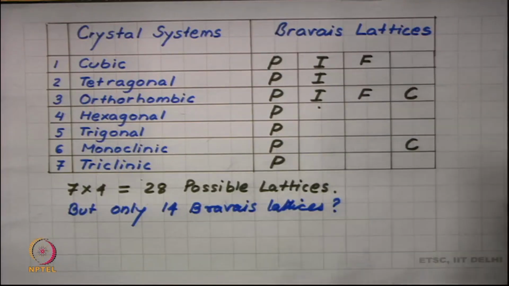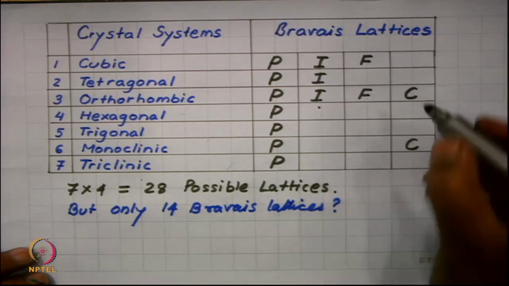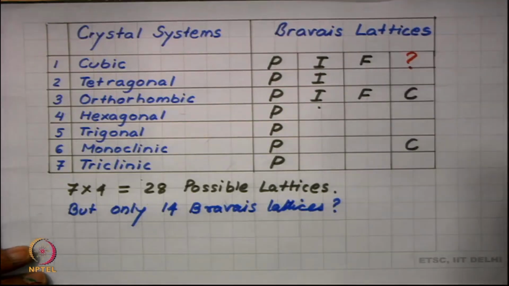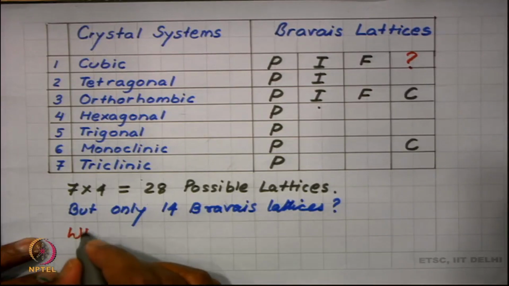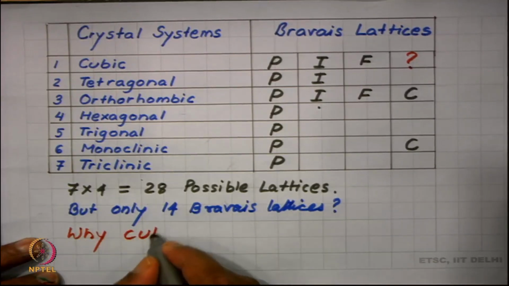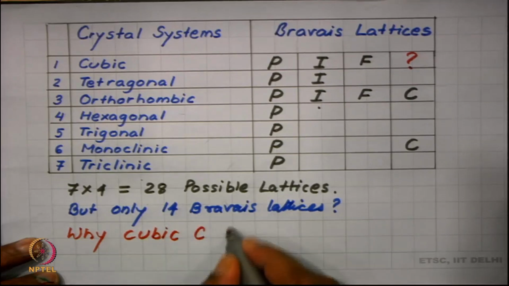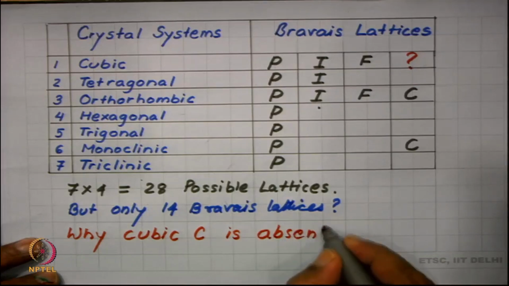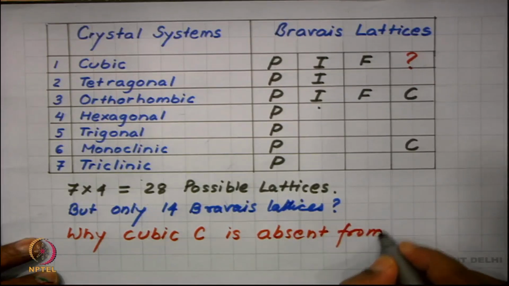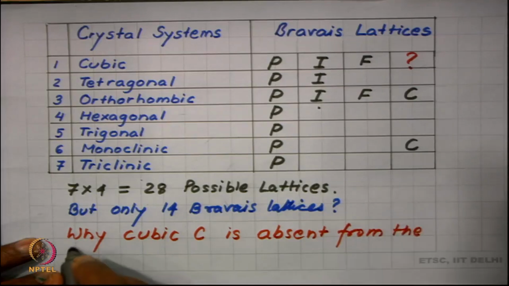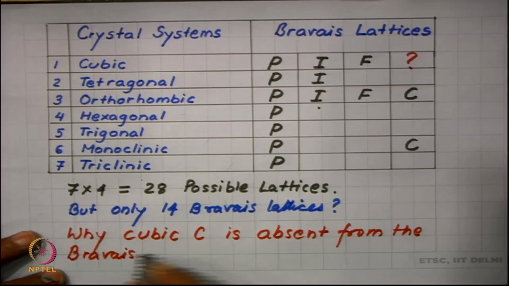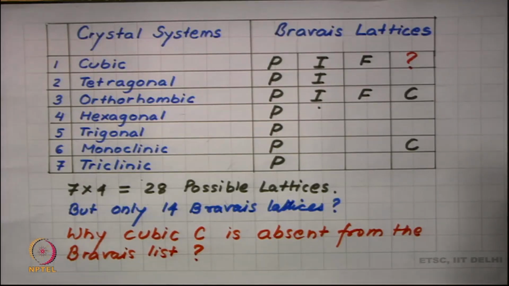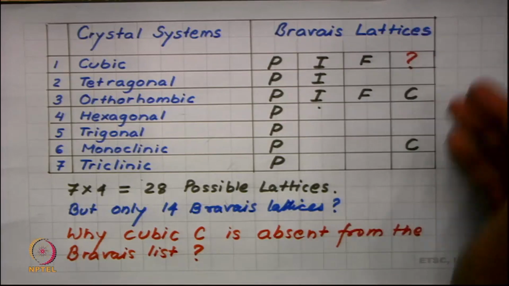So, why are so many other lattices which were possible not there? In particular, why do not we have cubic C? Why is cubic C absent from the Bravais list? Of course, a similar question can be asked for all other empty boxes.